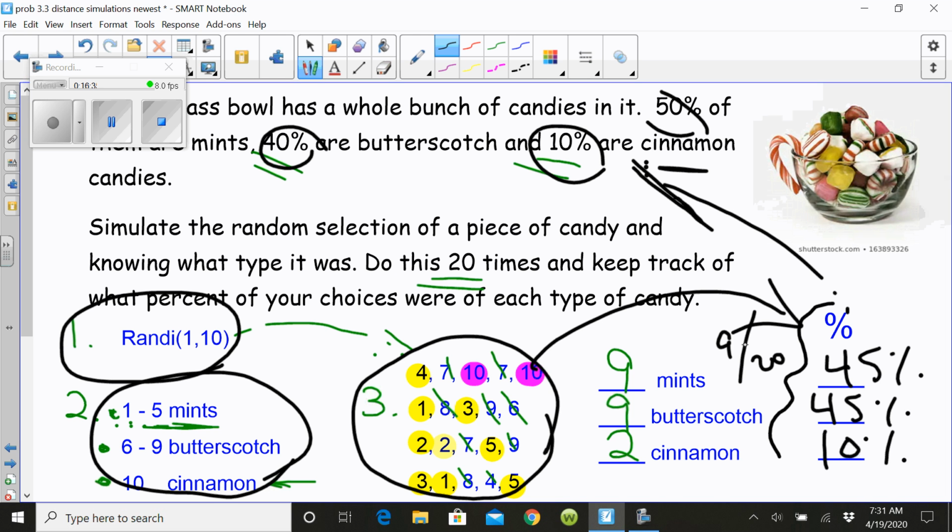So that's the end of this video, just showing you the importance of how to display your data when you work through these problems. There'll be 2 videos to follow.